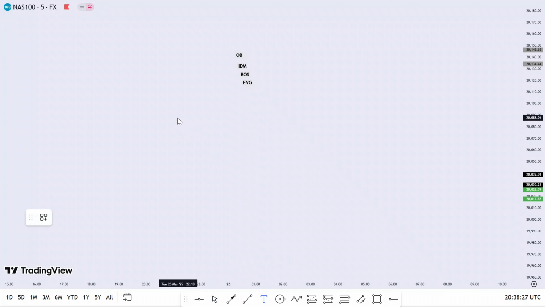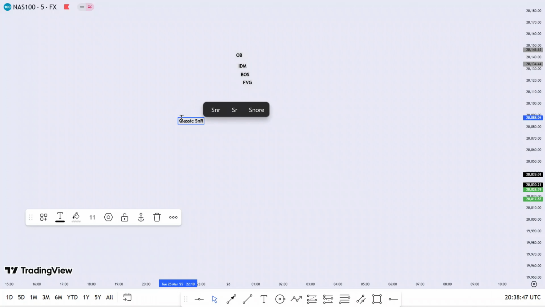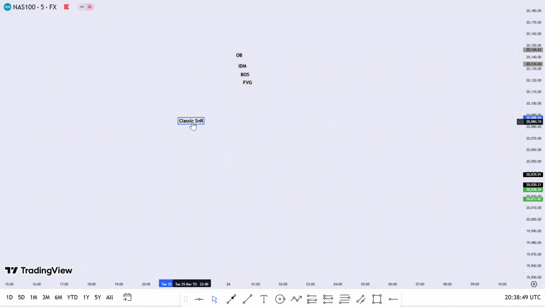But also I add support and resistance. Now, though there are two types of support and resistance I mainly use, the one that I use most of the time is the classic SNR. Okay, it's a classic support and resistance. So this is basically you adding support and resistance to the SMC concept.